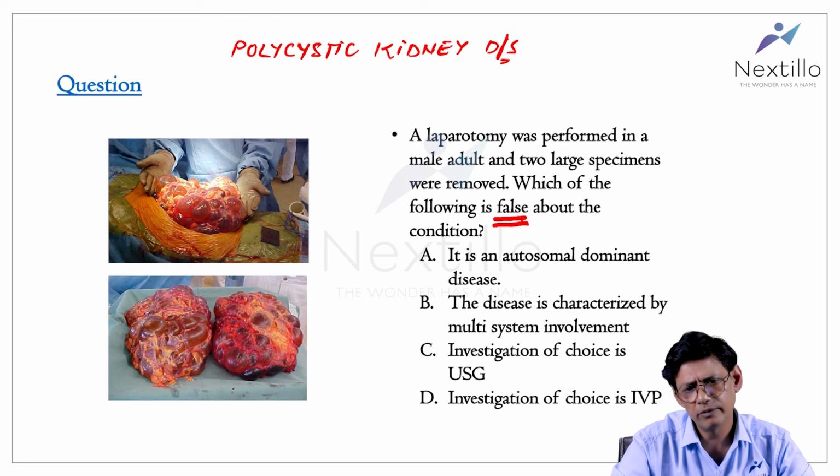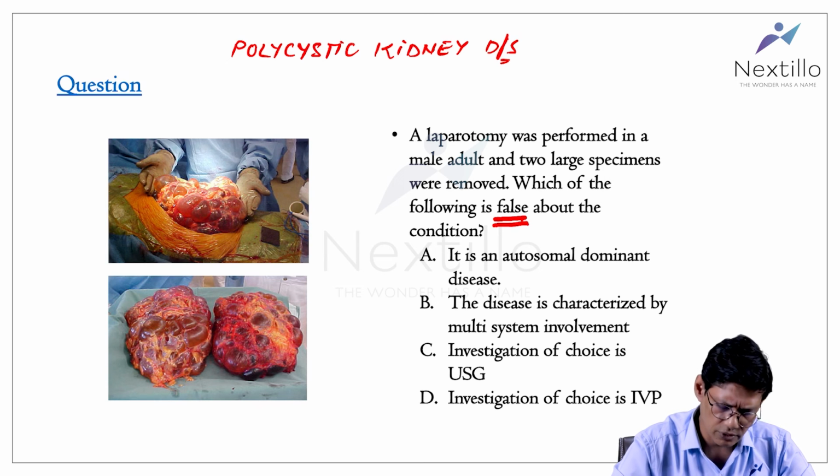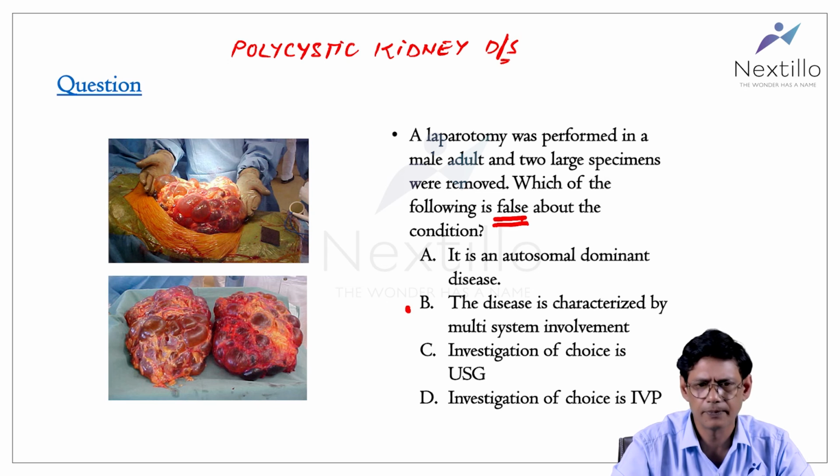Along with cysts developing in the kidney, cysts may develop in the pancreas, they may develop in the liver, they may develop in the brain. That means there is multi-system involvement, and therefore the second option also becomes true for us.